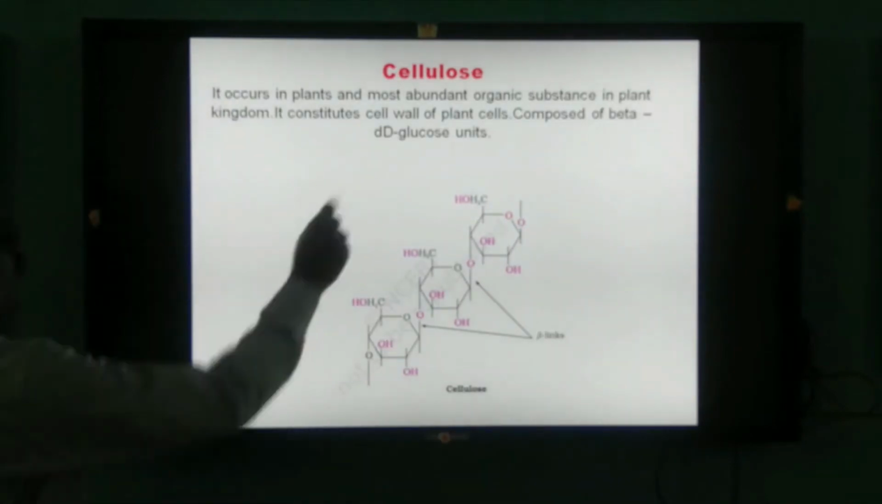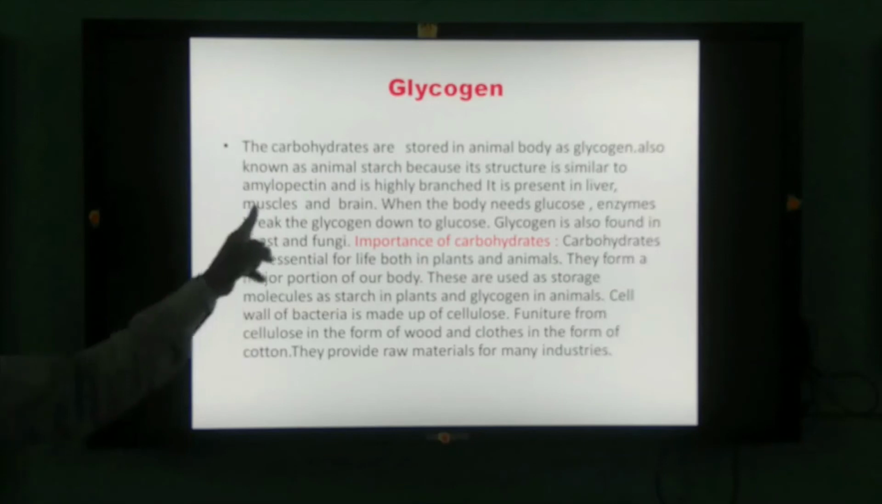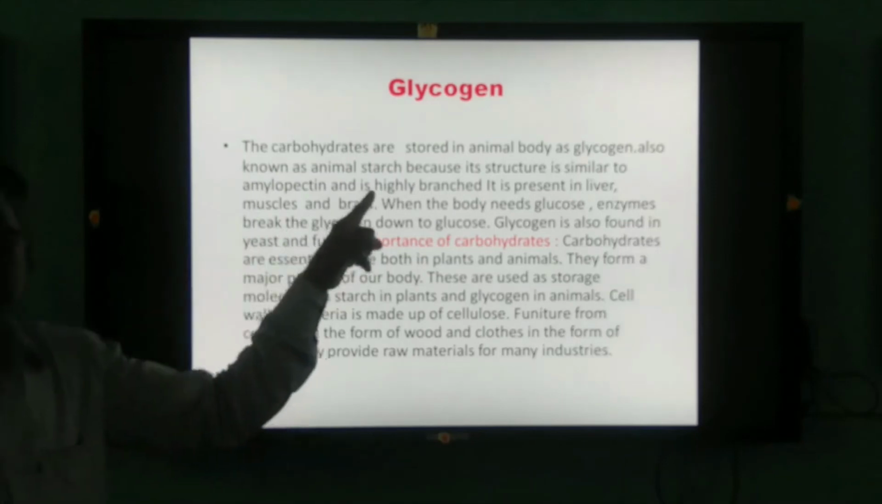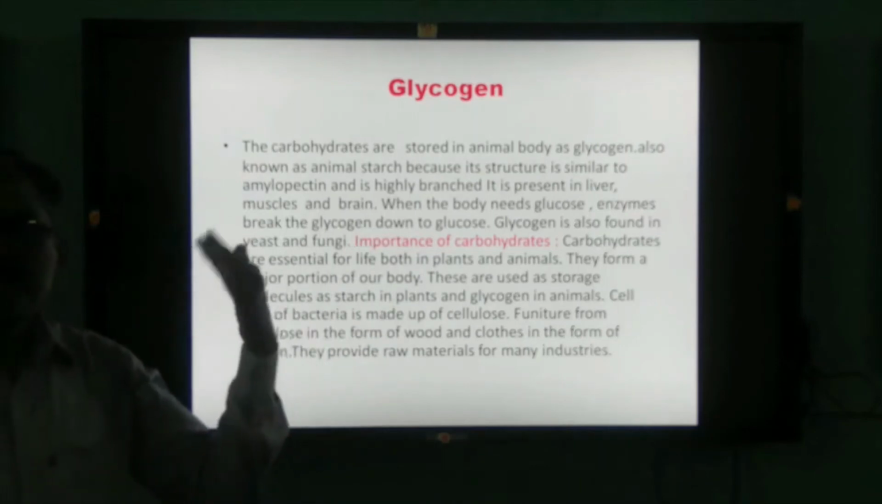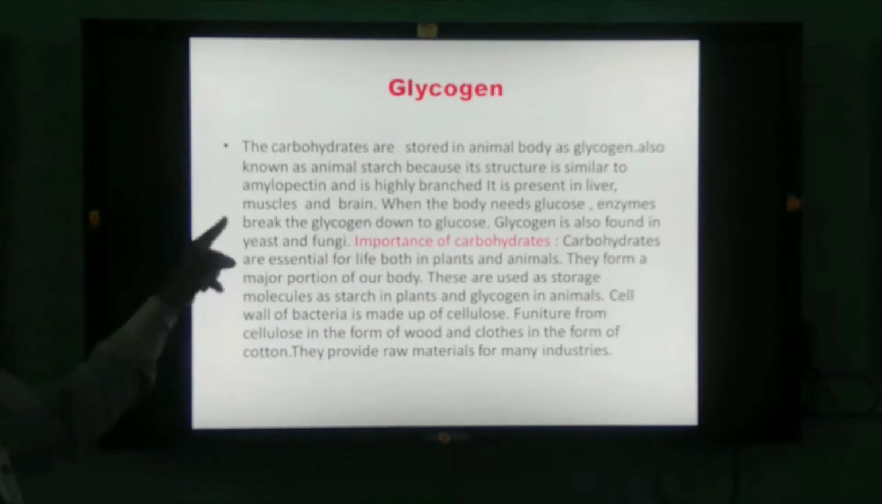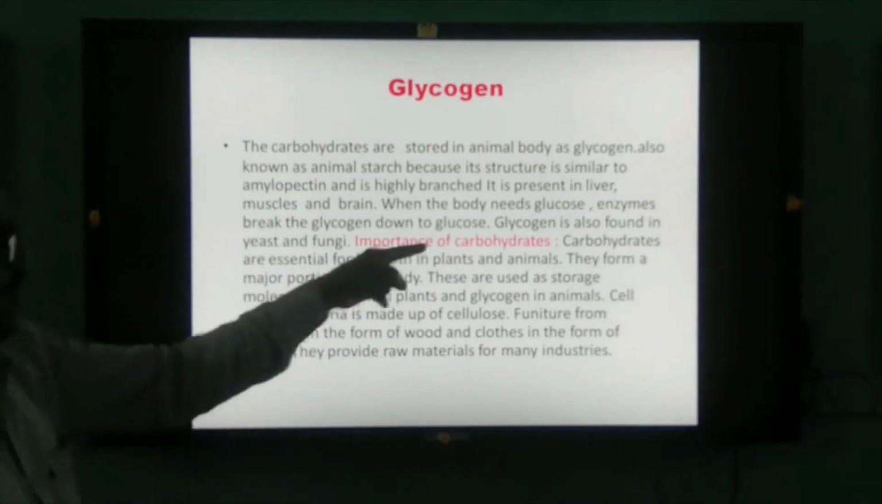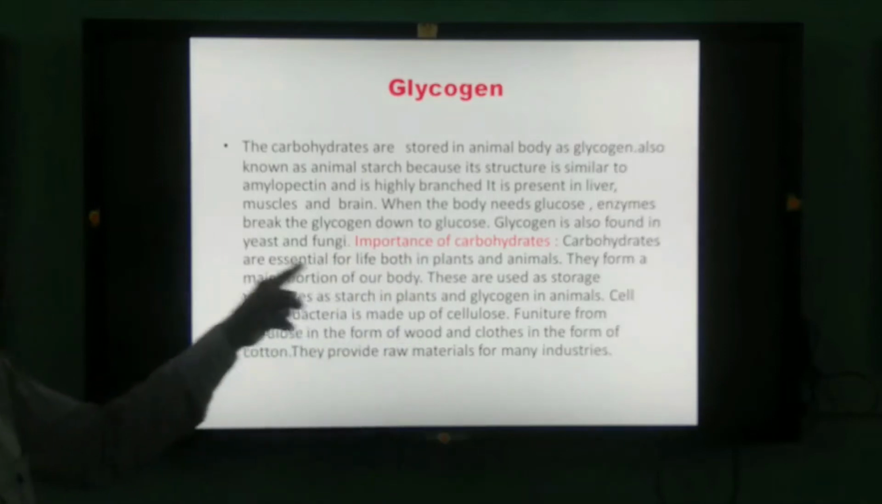That is very important. Now, another polysaccharide, glycogen. It is stored in the animal body as glycogen, known as animal starch, because its structure is similar to amylopectin, which is water insoluble and has a branched chain structure. Of course, it is highly branched. It is present in liver, muscles, and brain. When the body needs glucose, enzymes break the glycogen down to glucose. Of course, glycogen is also found in yeast and fungi.